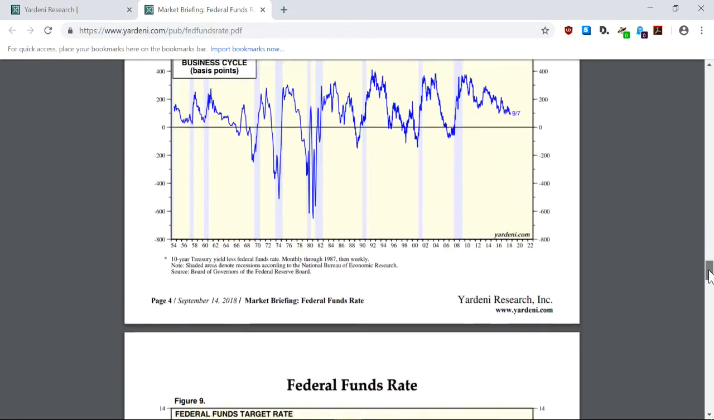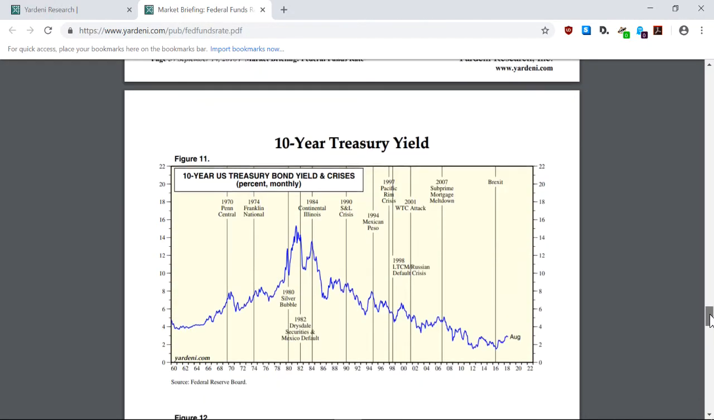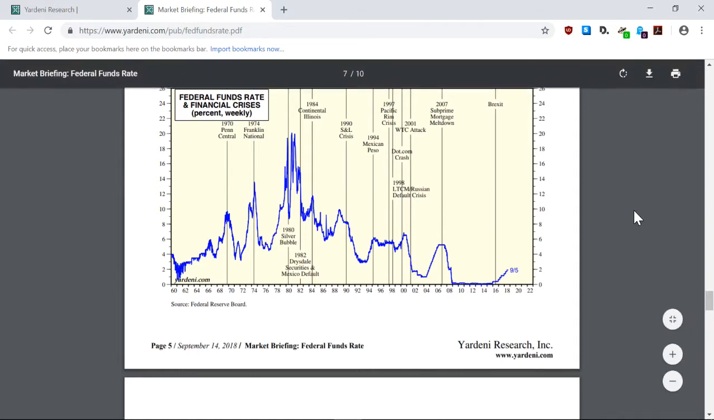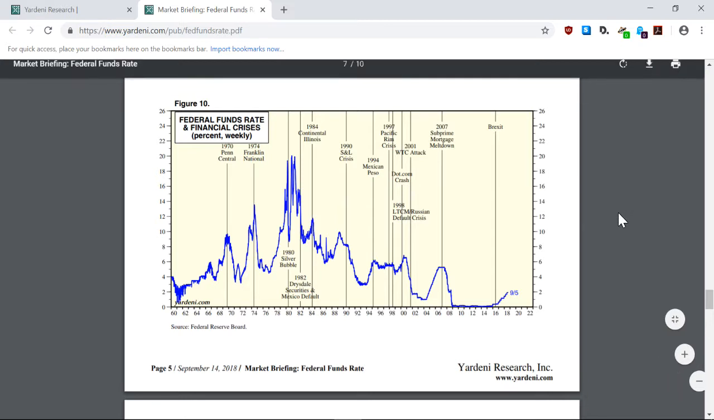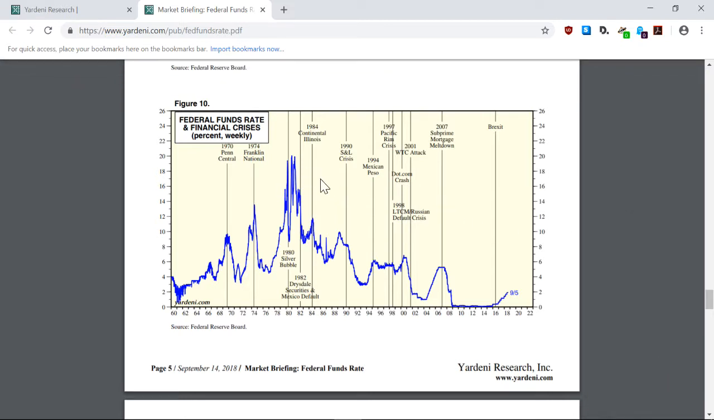Here's a yield curve again in this chart. Here is a chart of major events, the federal funds rate and financial crises. This is a really good chart. If you want to know what's happening during other financial crises, you can see how the Fed has manipulated the rate during those times. So it's just a good chart to see what happens during recessions.